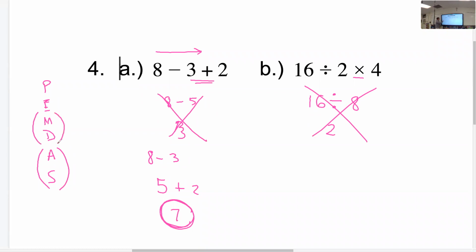And the problem is multiplication and division are the same thing. So it doesn't matter, right, that the division is first and the multiplication is second. They're the same thing. So how do I do it, right? From left to right. So here I would do 16 divided by 2 is 8. Times 4 is 32. Circle it.